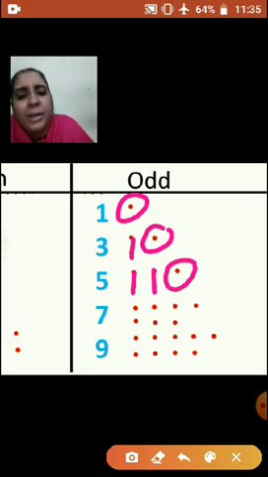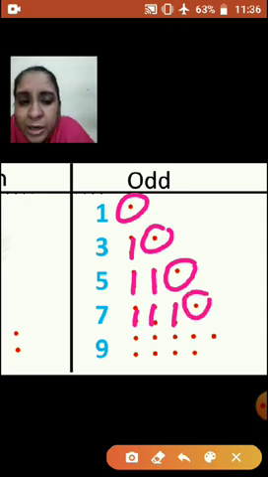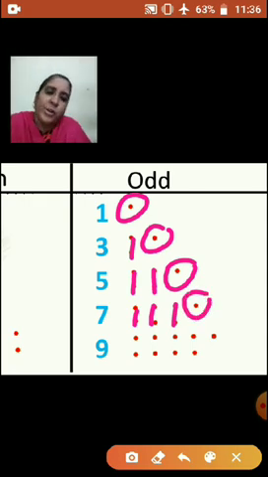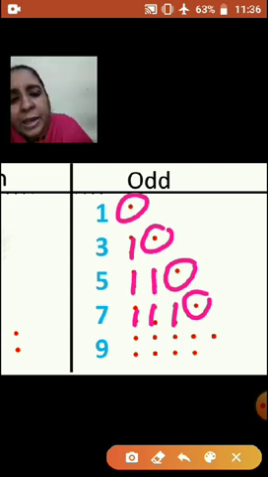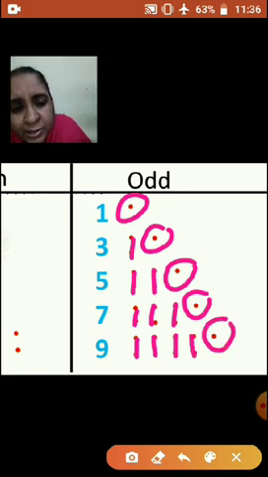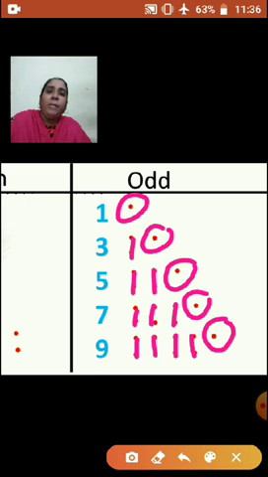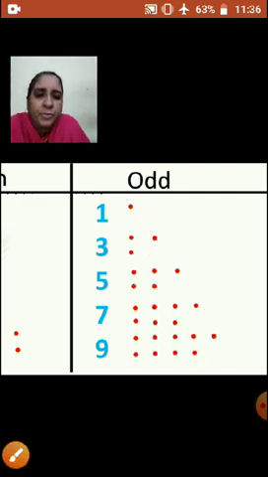Now let us make 7. 1, 2, 1, 2, 1, 2. 3 pairs. But again 1 is left. So that is also an odd number. Now let us make 9. 1, 2, 1, 2, 1, 2, 1, 2. Again 1 is left. So 1, 3, 5, 7, 9 are which numbers? Odd numbers. Understood?